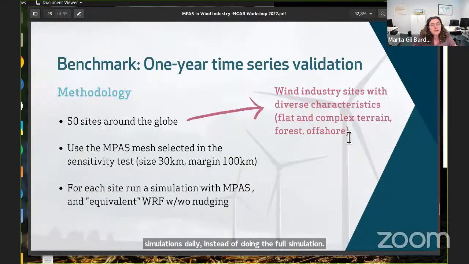The benchmark validation was done in 50 sites around the globe. So 50 measurement locations that have different characteristics, different terrain, some are in the forest or offshore, and all of them were done using the same MPAS mesh that we selected before. And what we did was run both MPAS and the equivalent WRF with and without nudging.